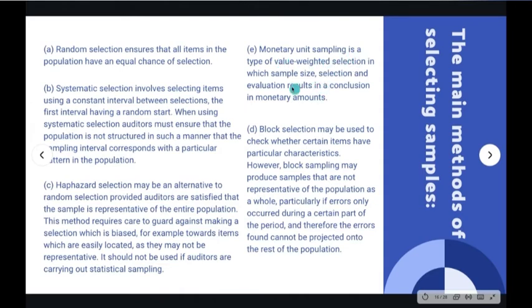Monetary unit sampling is a type of value-weighted selection in which sample size selection and evaluation result in a conclusion in monetary amounts. Block selection may be used to check whether certain items have particular characteristics.